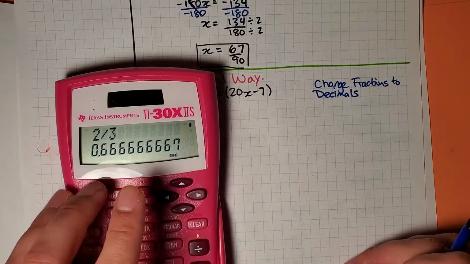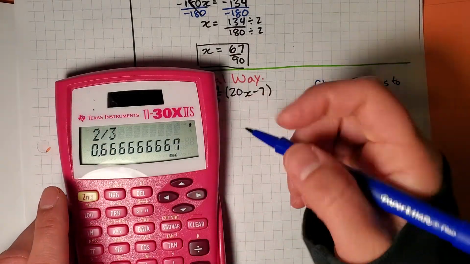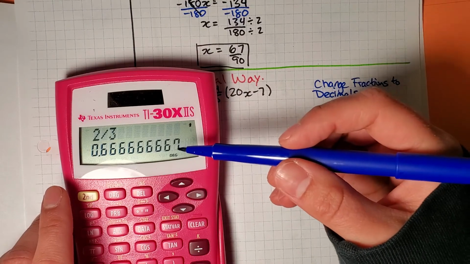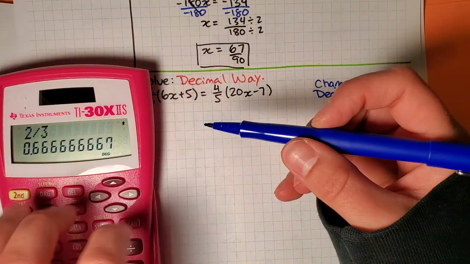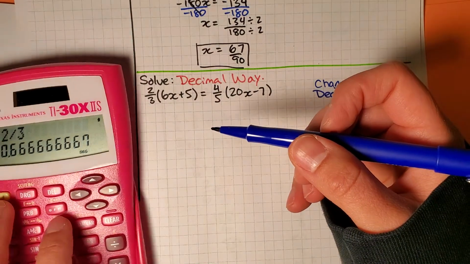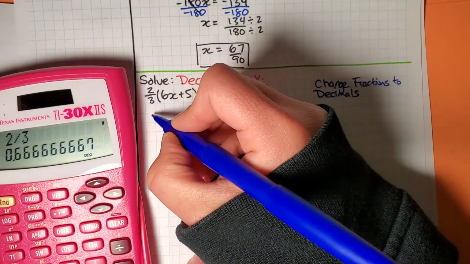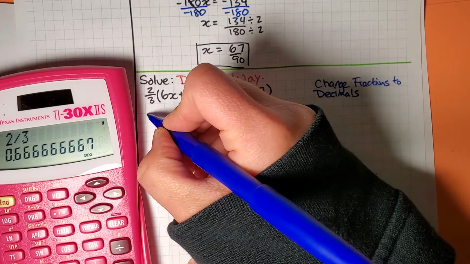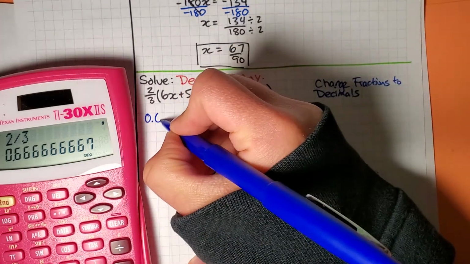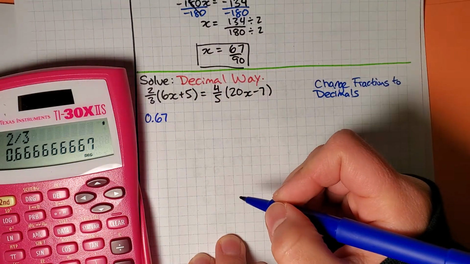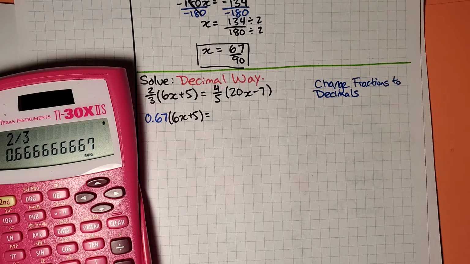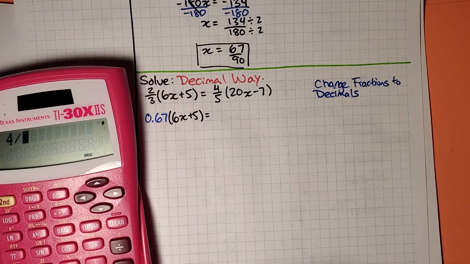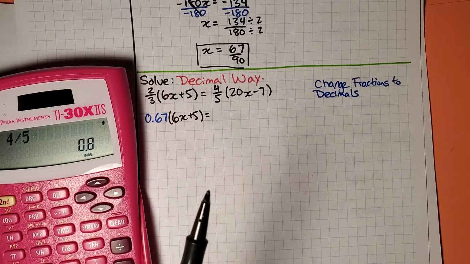So here's the tricky part with making it into a decimal. You're not going to get an exact answer. You're going to get close, but not exact. But it is a way. So let's do it. So we'll change 2 over 3 into 0.6 repeating. So it's 0.67. We're just going to leave it like that. Next, 4 out of 5, 0.8.